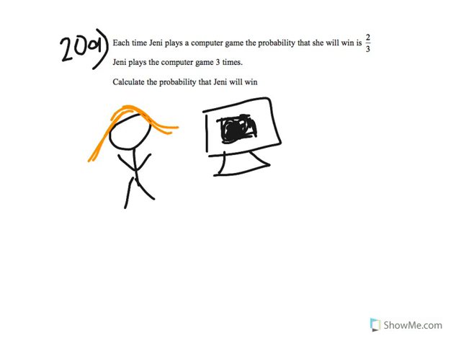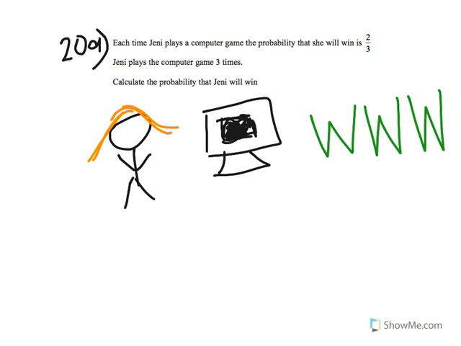The probability that Jenny will win is 2 over 3, and she plays the computer game 3 times. So for 20a, calculate the probability that she'll win all 3 games. The only way she will win all 3 games is if in the first game she wins, the second game she wins, and the third game she wins. What is the probability that she's going to win? It's nothing but 2 over 3.